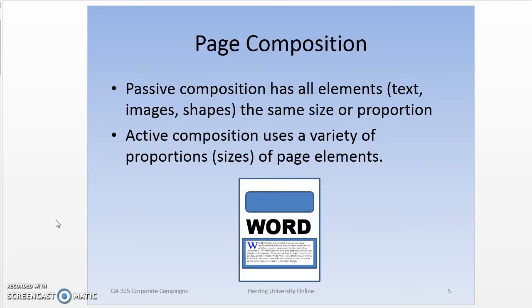Page composition. Passive composition has all elements, text, images, and shapes of the same size or proportion. Active composition uses a variety of proportions and sizes on the page. Again, as you can see, you have a shape at the top, the main title in the middle, and then your block of text below it. They're all about the same size.